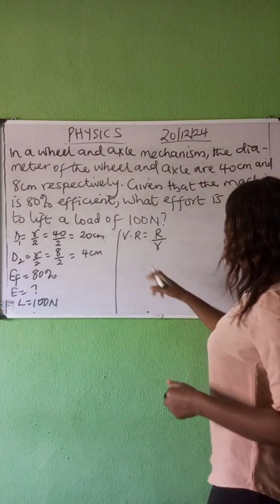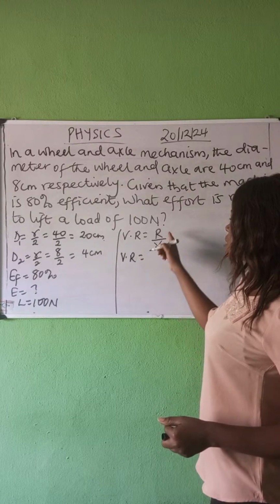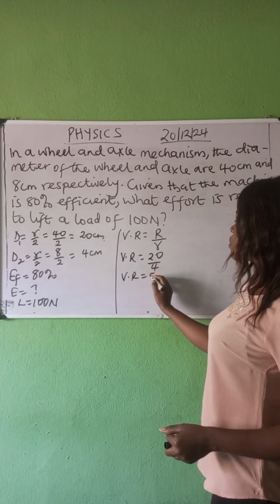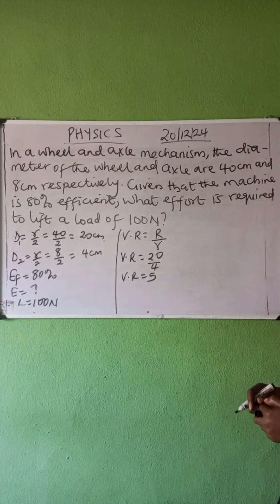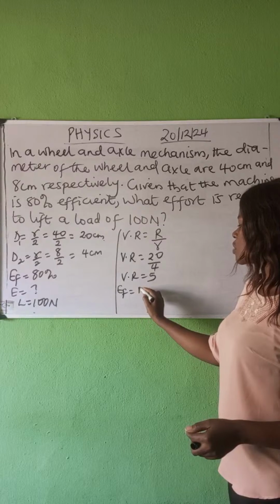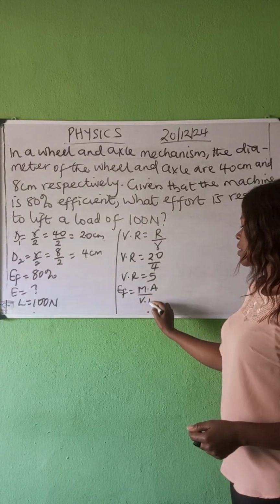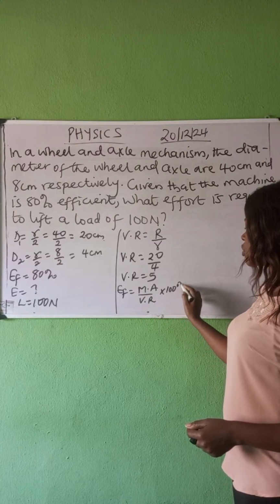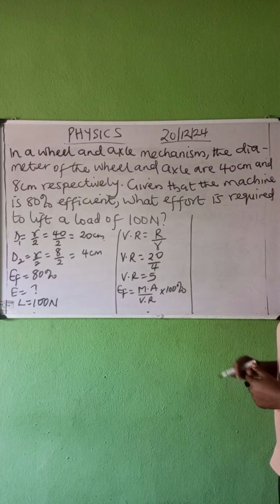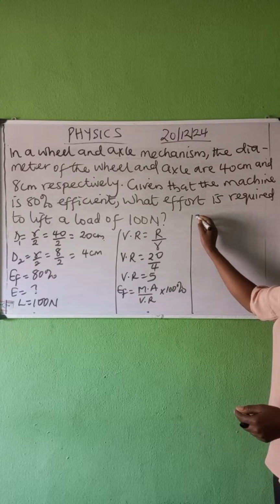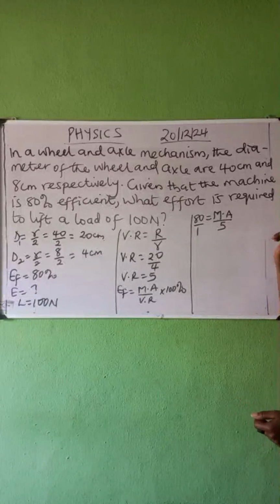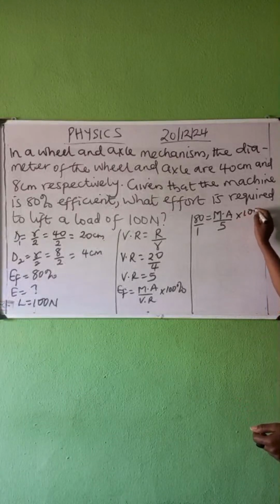All right, so let's go. My velocity ratio is equal to 20 over 4. So my VR is equal to 5. Now for me to get my effort, I'm going to use efficiency equals MA over VR multiplied by 100%. Now let's substitute: efficiency is 80 percent, over the velocity ratio, which is 5. Is that clear? All right, so multiply by 100 over 1.